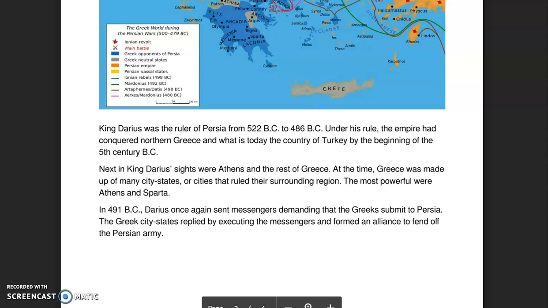At the time, Greece was made up of many city-states, or cities that ruled their surrounding region. The most powerful were Athens and Sparta. In 491 BC, Darius once again sent messengers demanding that the Greeks submit to Persia. The Greek city-states replied by executing the messengers and formed an alliance to fend off the Persian army.